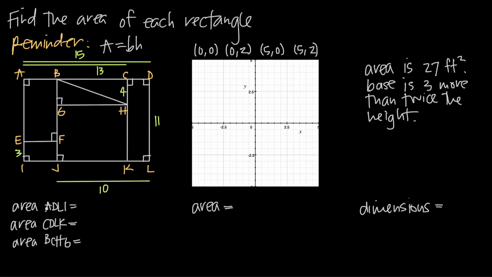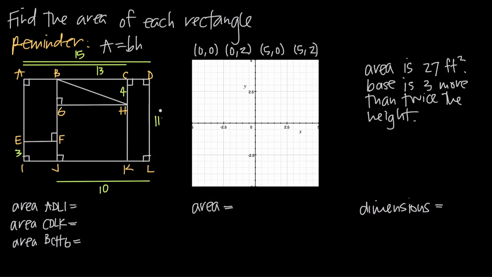The first area I need to find is the area of ADLI, which is the outermost rectangle. So how am I going to find the area of that? Well, as a reminder, the area of a rectangle can be found by multiplying the length of the base by the length of the height. So if we call this horizontal dimension here the base, and we call the vertical dimension the height, then we need to find the base of this outermost rectangle and multiply it by this height.